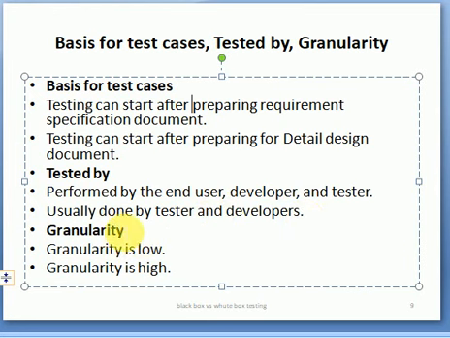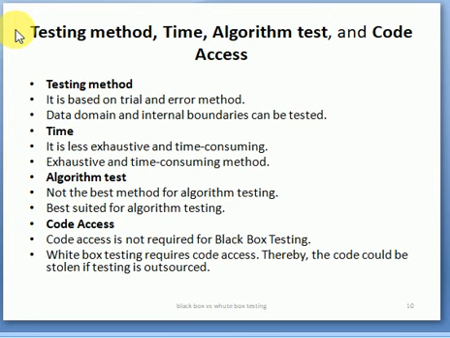Next, let's see the granularity. Which one has the highest granularity, or you can say lowest granularity? Black box testing is low granularity testing, while in white box testing the granularity is high. Testing method: time, algorithm test, and code access.